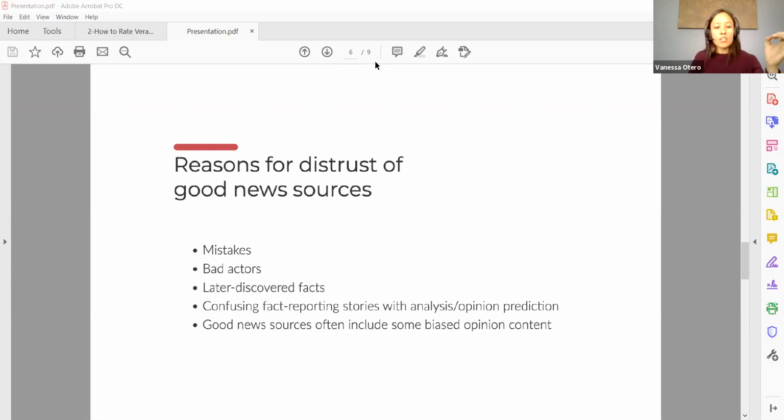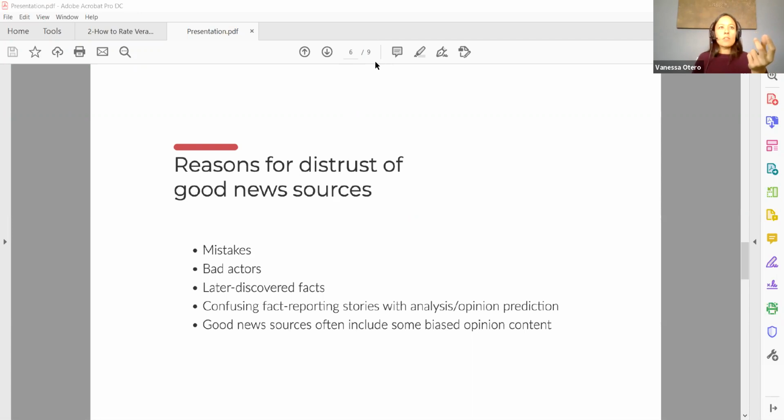Another reason people will distrust news sources is because they confuse fact reporting stories with analysis and opinion prediction type of content. And this is kind of a flaw that's inherent in our good news sources like the Washington Post and the New York Times or the Wall Street Journal. They do have analysis and prediction content in there.